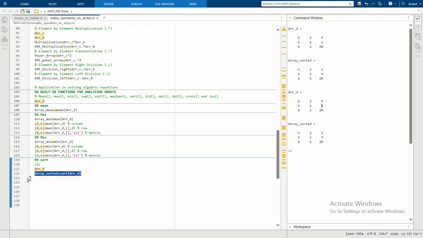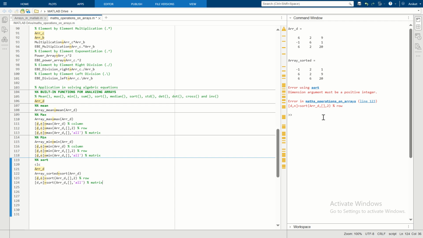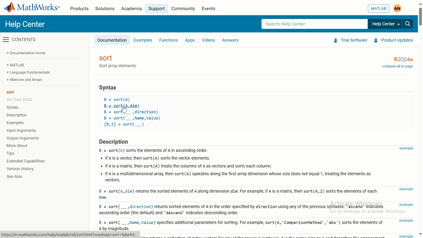Now we'll test it with the same row and matrix. I don't think it will work with the matrix, still we'll give it a try. So you can see here sort is not working with the dimension algorithm, so we have to take help on how to do it row wise. Now we have the same help dimension.